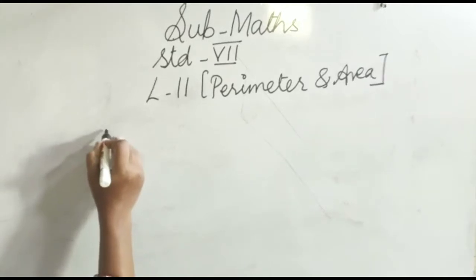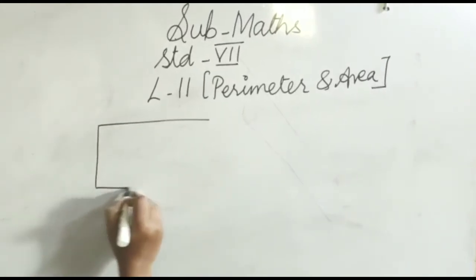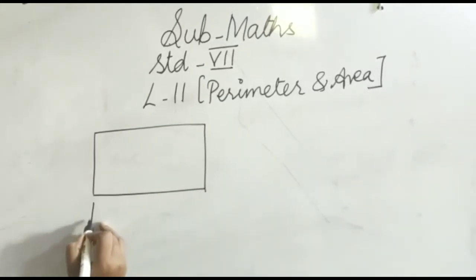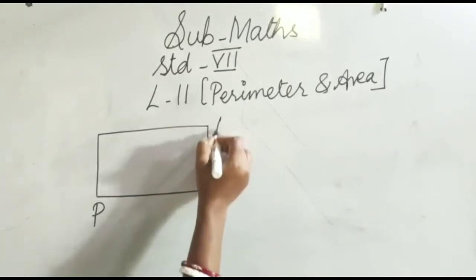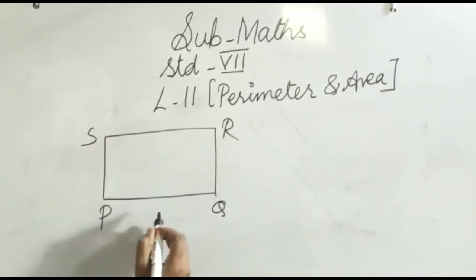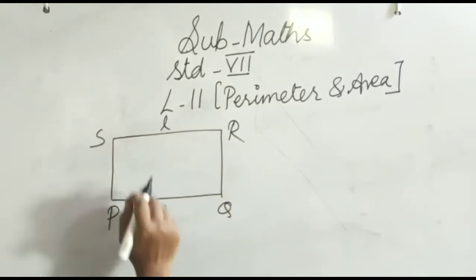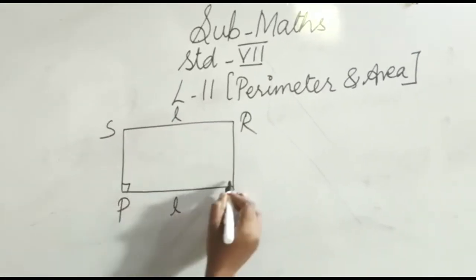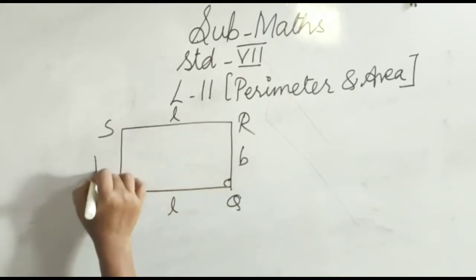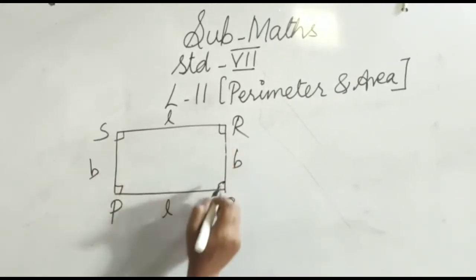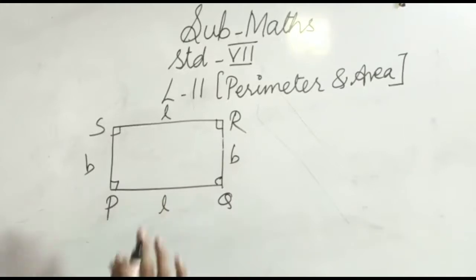Now, perimeter of a rectangle. Let us consider a rectangle P, Q, R and S. So this is the length. This will also be the length, because opposite sides are the same in a rectangle. And this is the breadth. This is also the breadth. And each angle of a rectangle is 90 degrees.